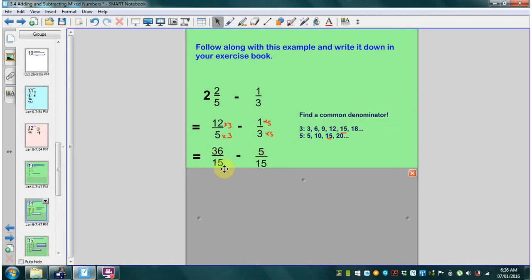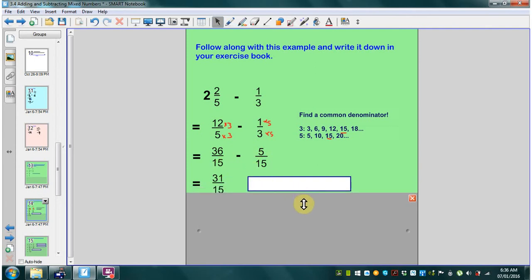Okay, so now we have a common denominator. We're going to put these together. So we go top, subtract top, which is 31. 36 minus 5 is 31. And then we keep our denominator, 15.